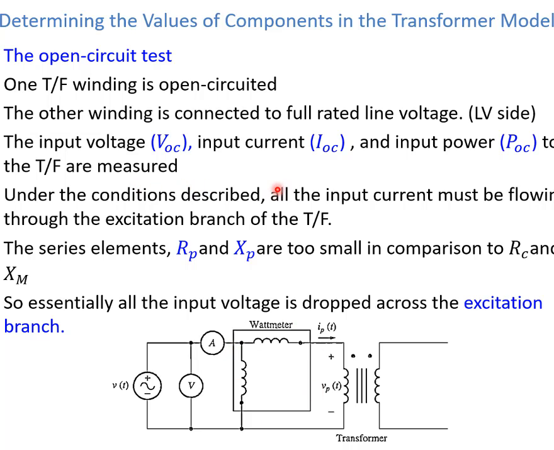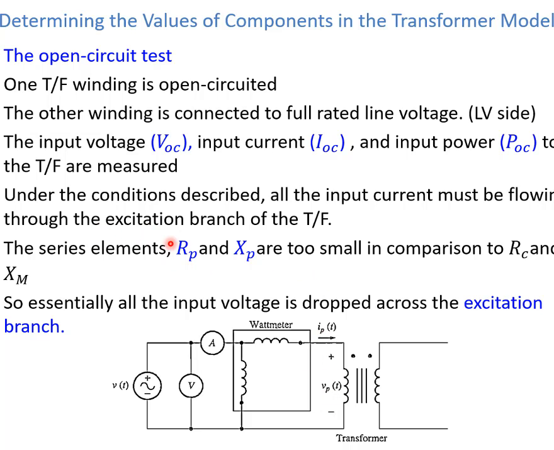Under the conditions described, all the input current must be flowing through the excitation branch of the transformer. Why does this happen? Because the other side is open circuited. If we leave it open, there will be an induced voltage in it, but there will be no current flowing in the secondary side. So all the current required by the transformer in this scenario is for the excitation branch. It means that we can find the parameters for the excitation branch and the primary side.